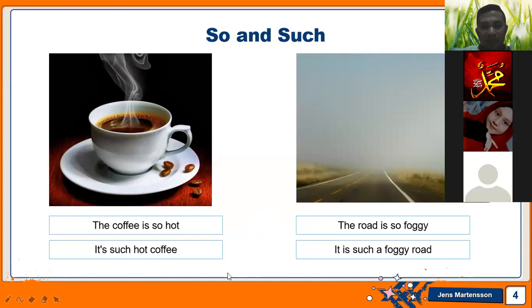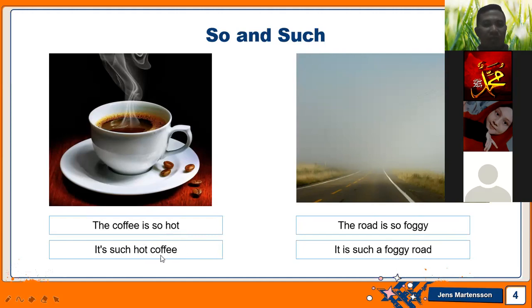Why is it not using a and this one is using a? What is the difference? The word foggy becomes a noun, sir. Say again. Foggy becomes a noun. Is foggy a noun? Well, actually, this one is using a. This one is not using a.